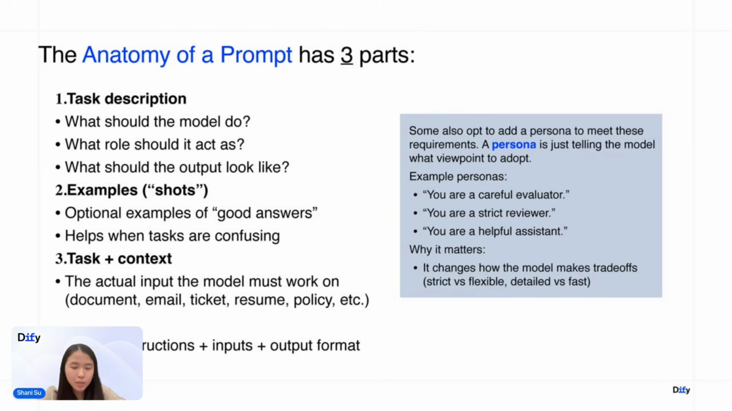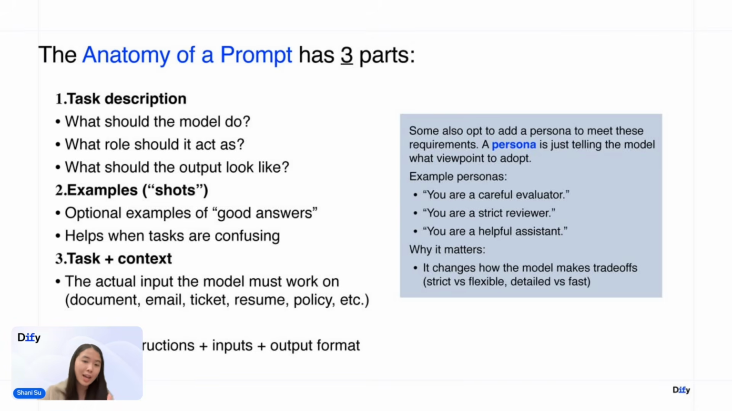A persona is just telling the model what viewpoints to adopt. For example, if you tell the persona you are a careful evaluator, versus you are a software engineer recruiter looking for a specific skill set amongst your candidates, or you are a strict reviewer, any of these personas can be adapted by the LLM to better fit what you want as a result. It changes how the model makes trade-offs, whether it's strict on certain requirements or flexible, and detailed versus fast.